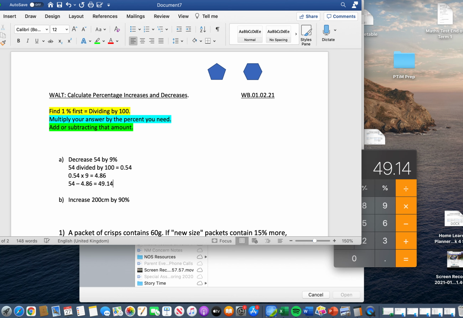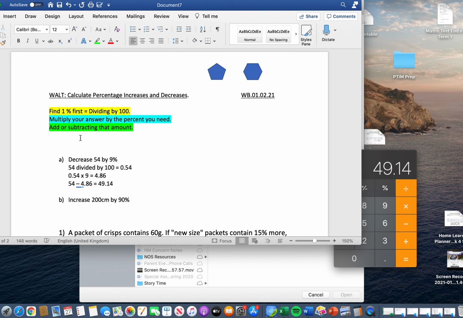So my answer there would be 49.14. You don't have that exact problem. Yours will be extremely similar. Okay, but you're going to use those steps. Find 1% first, divide by 100. Multiply your answer by the percent you need, and then choose are you adding or subtracting, depending if the problem asks you to increase or decrease.